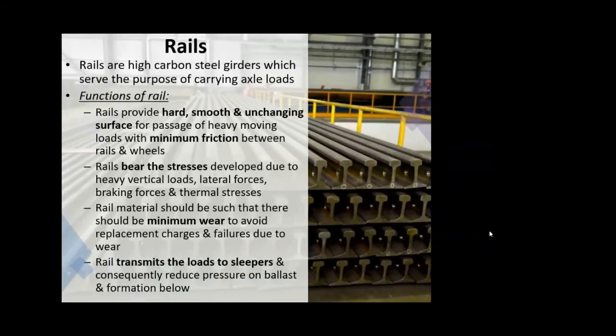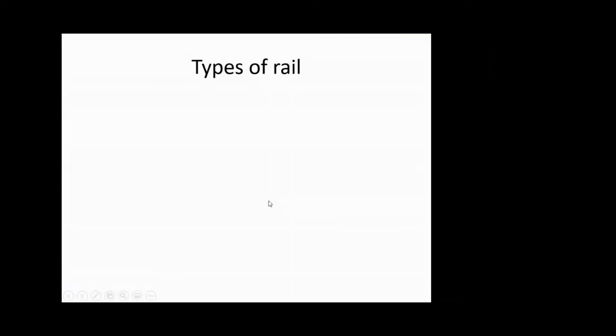So a quick recap of what we studied in the last lecture. We started with the individual components of a permanent way. We started with the first component, the topmost one, that is the rails. We discussed the functions, then the types.